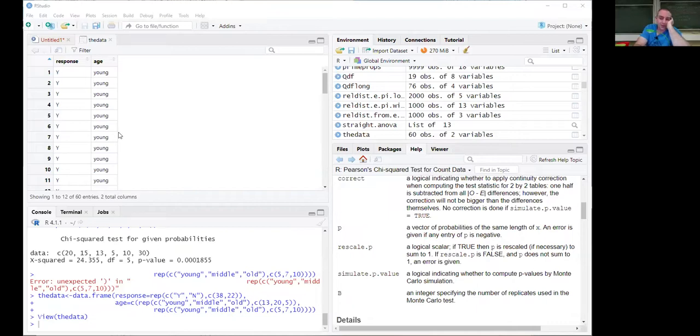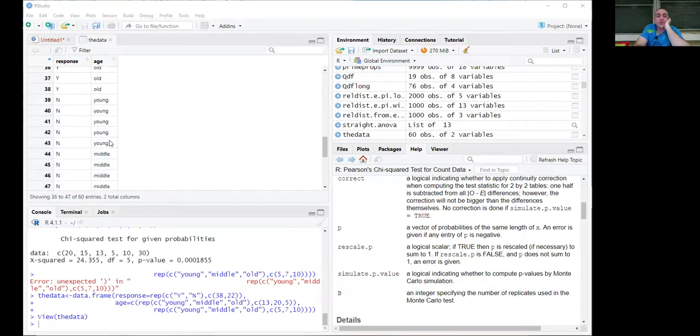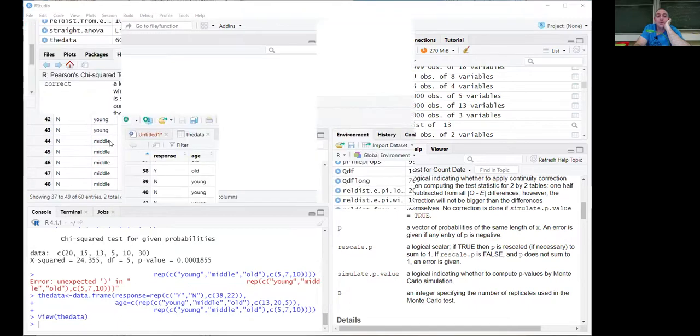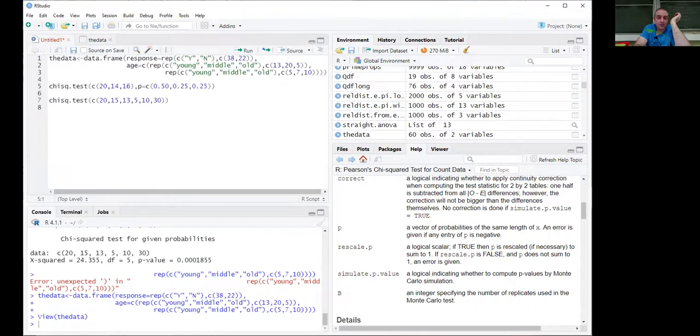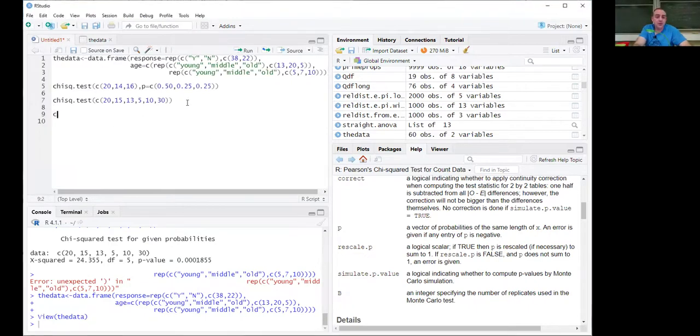Okay, I'm ready, I've done all my things. This is what the data might look like. I might have a response, yes or no, and an age, and I've got some yeses who are young, some yeses who are middle, some yeses who are old, and so on. And then I can do, let me just close that. And then I should be able to do the chi-squared test.